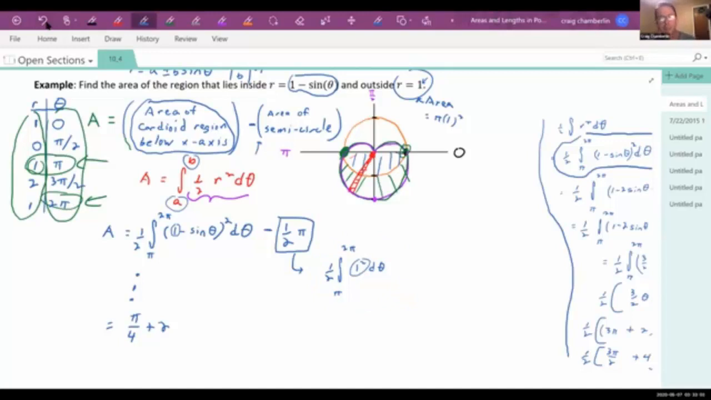Any questions on that? So the main thing here is, you should be able to evaluate integrals, but it really is more important that you can set them up. So this is the most important part, setting it up. There we go. Any questions on that?